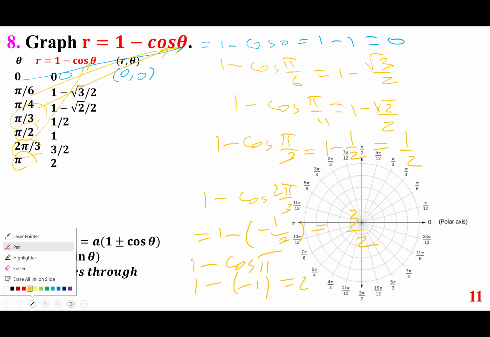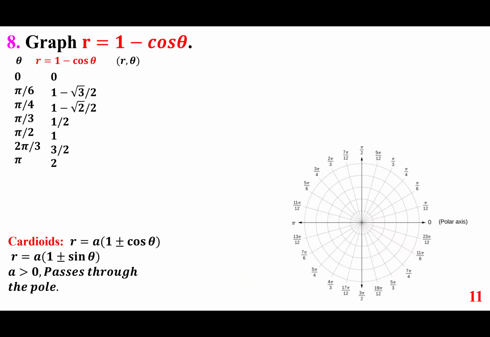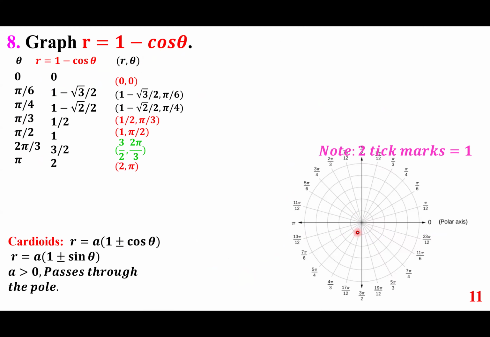The point is, it's very easy to evaluate them and write the pairs. Now, notice I put some of the pairs in different colors because I'm going to go with the easy ones. So I'm going to locate 0, 0, which is the pole. And by the way, we're going to go with 2 tick marks equals 1 again in this case. Then I want to go with 1 half, pi over 3.